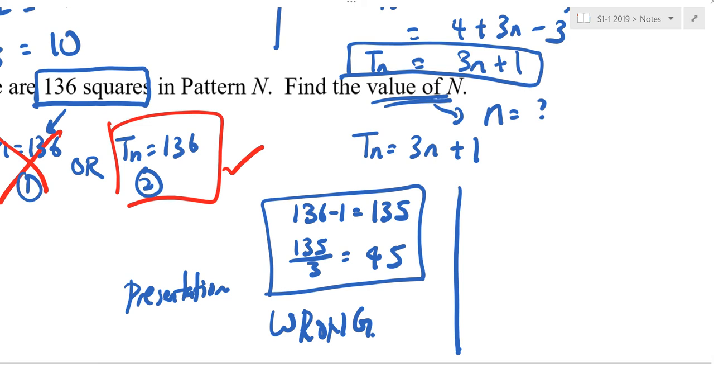Let's start. Tn is 136. Can you write down 136 equals to 3n plus 1. Who is the last one to write down? Now walk over there. This is on the paper.